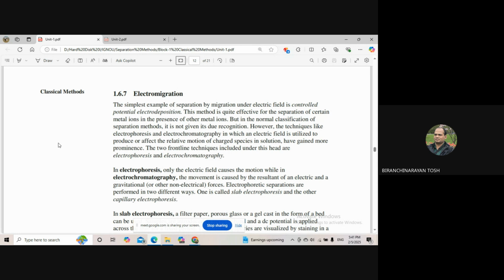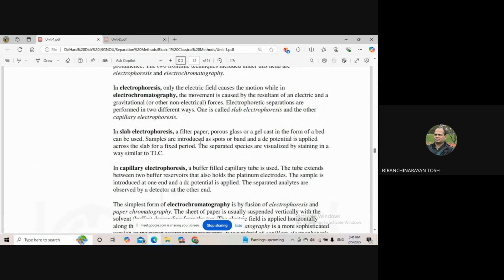Electrophoretic separations are performed in two different ways. One is called slab electrophoresis and the other is capillary electrophoresis. In slab electrophoresis, we use a filter paper or porous glass or a gel cast in the form of a bed, and samples are introduced as a spot or band, and a DC potential is applied across the slab for a fixed period. Then separation takes place. Like TLC, you can visualize, then you have to separate the spot.